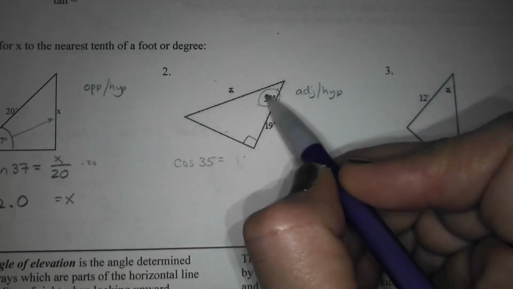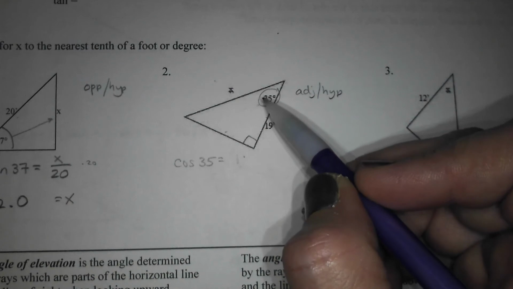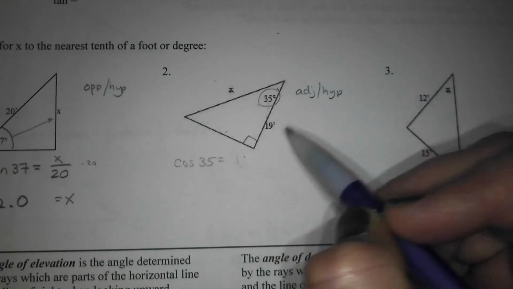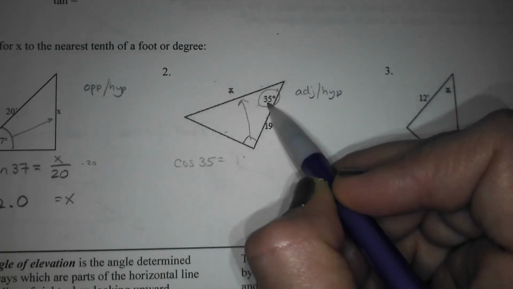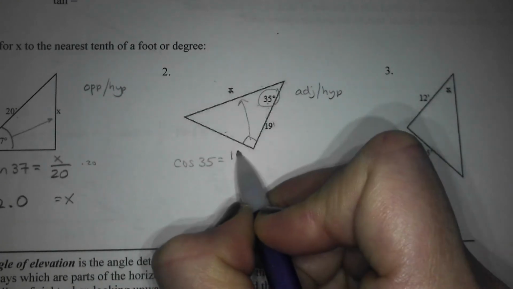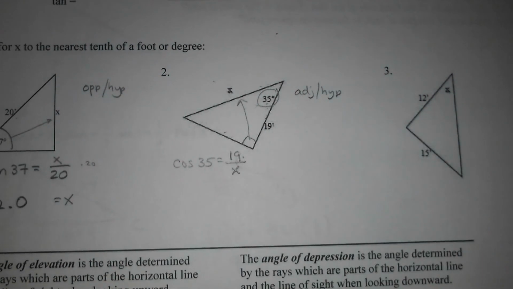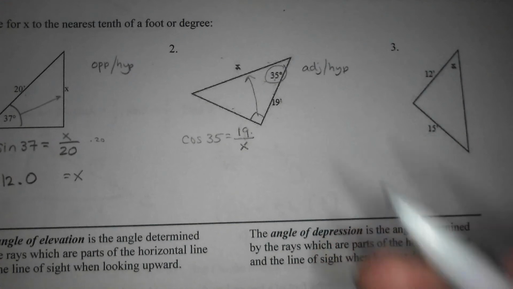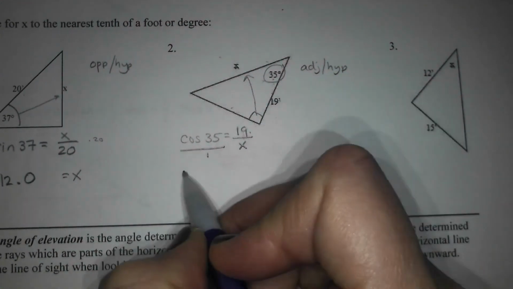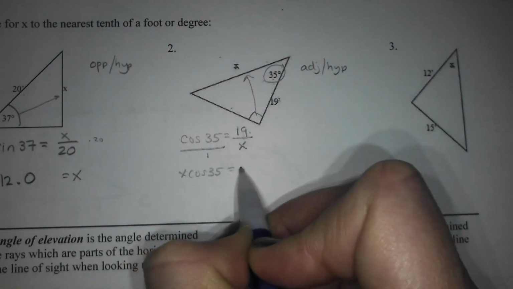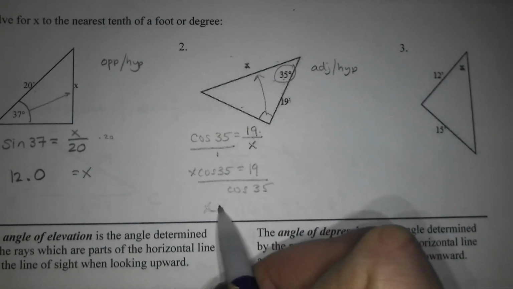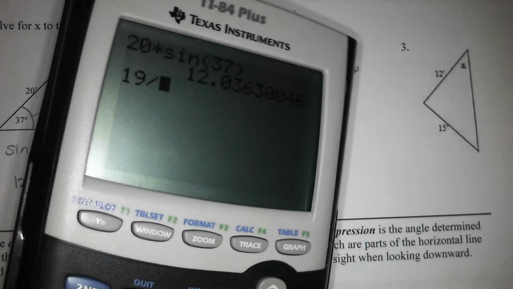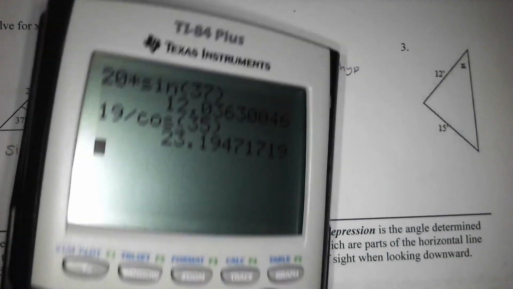The 19. Technically, the word adjacent does mean whatever one's next to it, and they both are technically next to it. But the hypotenuse trumps anything. So that's definitely the hypotenuse, which means the adjacent is 19 over x, correct. Now, when you guys solve this, what are you used to doing? You put it over 1 and cross multiply, okay? So then we'll stick with that. So x times the cosine of 35 equals 19, and then we would just divide both sides by the cosine of 35. So 19 divided by the cosine of 35 gives us 23.2.